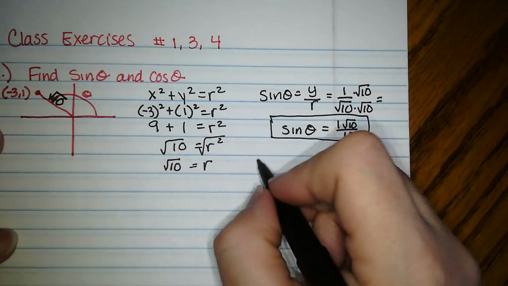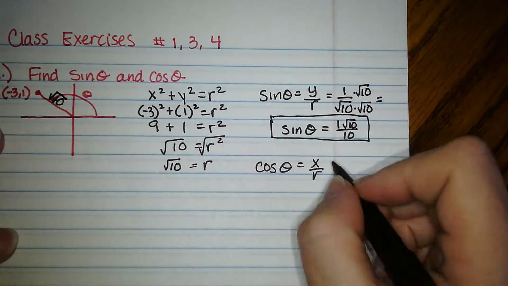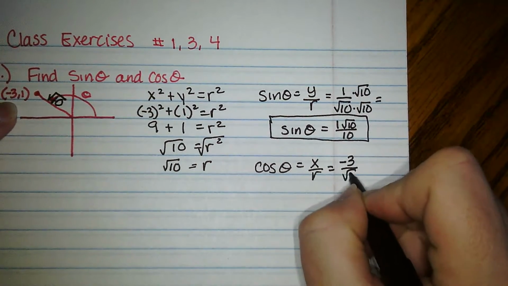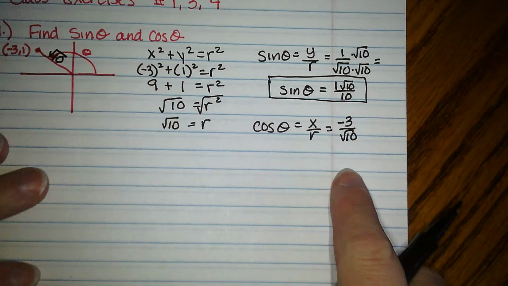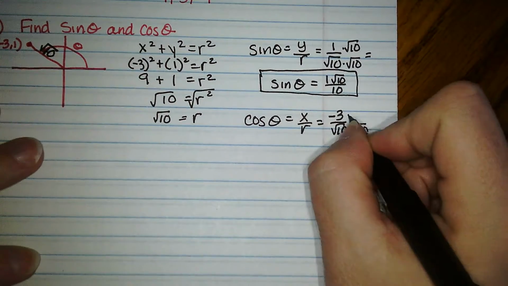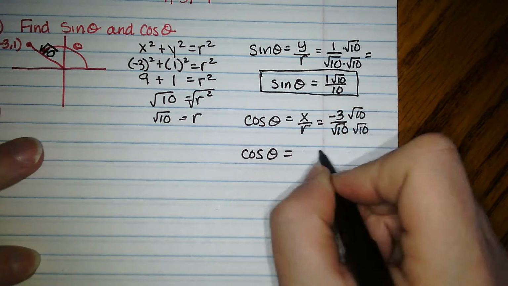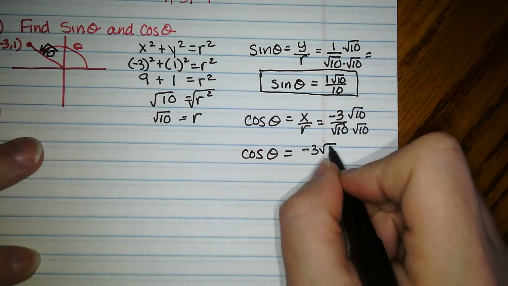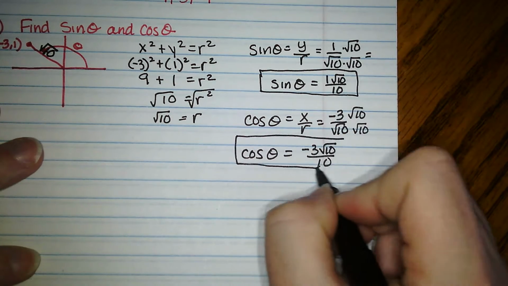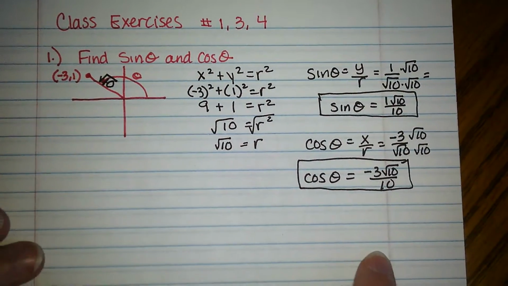The second one we're doing is cosine. Cosine is x over r. Our x value is -3. Your radius is still square root of 10. You're going to rationalize. So cosine theta is -3 square root of 10 over 10. In quadrant 2, where this is located, cosine is negative, so that makes absolute sense.